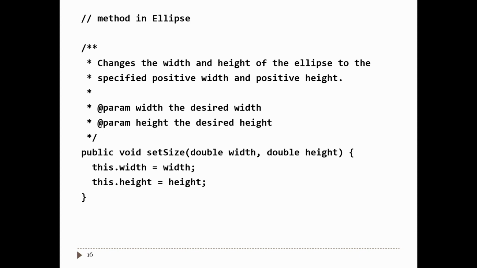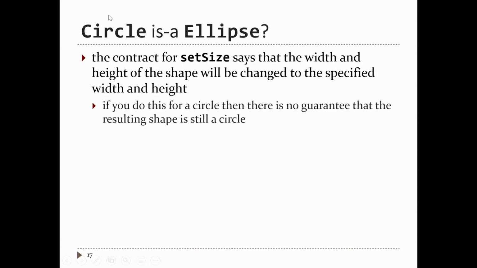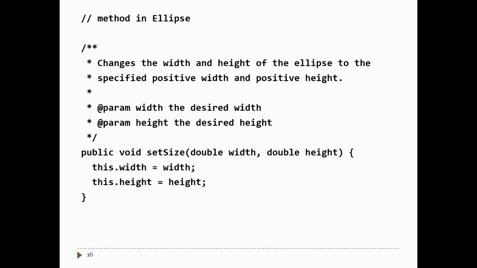And so they're relying on this contract to actually change the width and height. Now, what's the problem that occurs in this situation? The contract says that the width and height of the shape will be changed. Now, if you do this for a circle, that doesn't produce a circle. The width and height of a circle are equal to one another. So circle can't actually implement this method correctly.